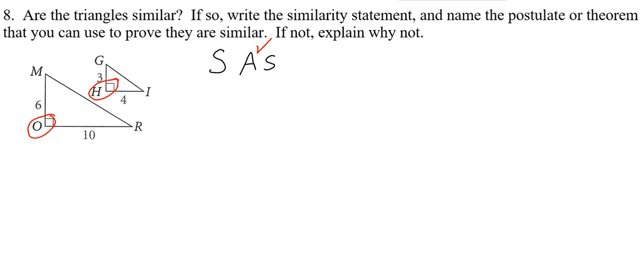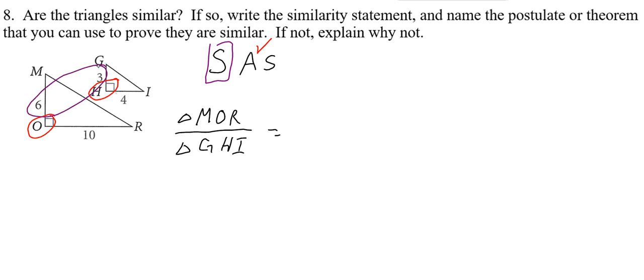Okay, so again, I'm going to set up my proportion, and to give you an idea, I'll call it triangle MOR, and I'm going to set up that proportion with triangle GHI, or you can think of it as left and right. So the side that I know, let's test one side. Okay, so that side is MO, so I'm going to use these two. I get 6/3.